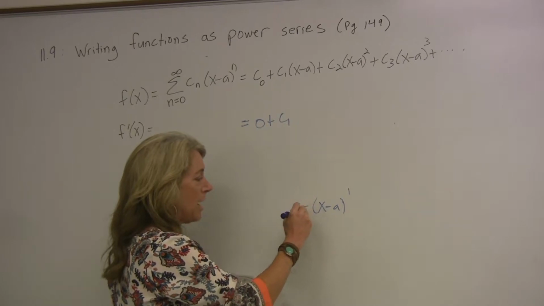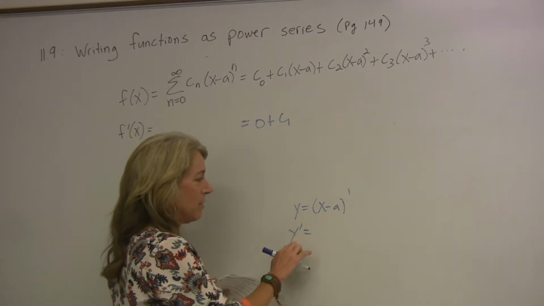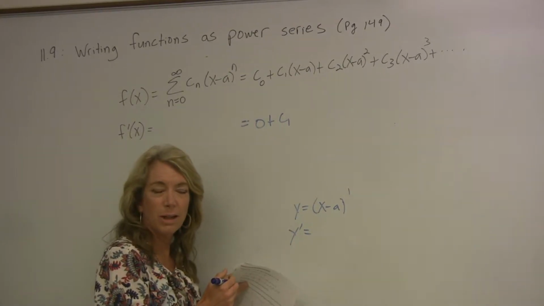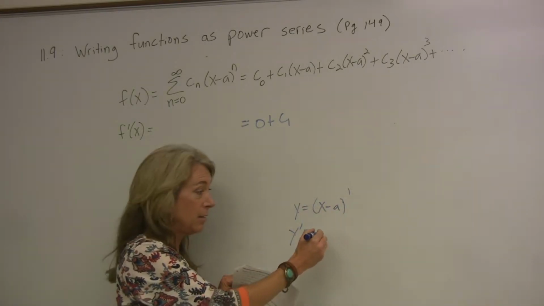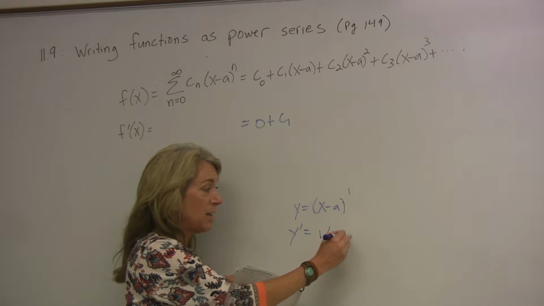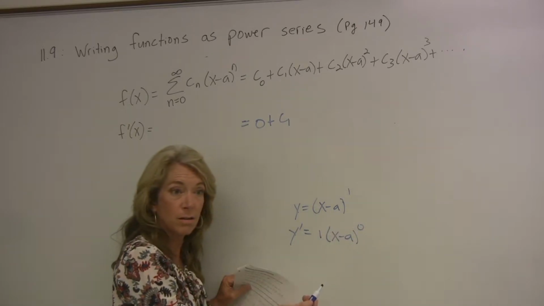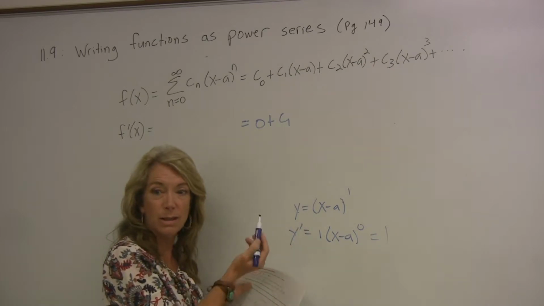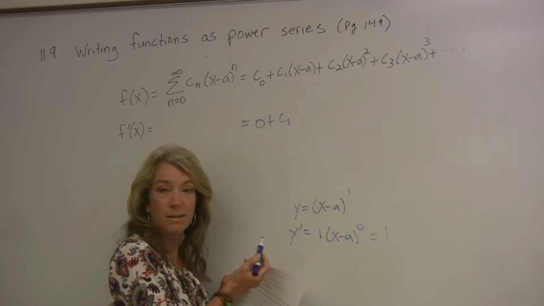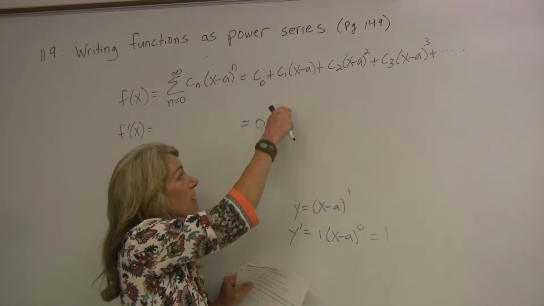If this is my y and I want to take the derivative of this, the question is, what is the derivative of that? You bring down the 1, right? And then it's x minus a to the 0. It's just 1. The derivative of x is 1 and the derivative of a is 0. So this derivative is c1 times 1.